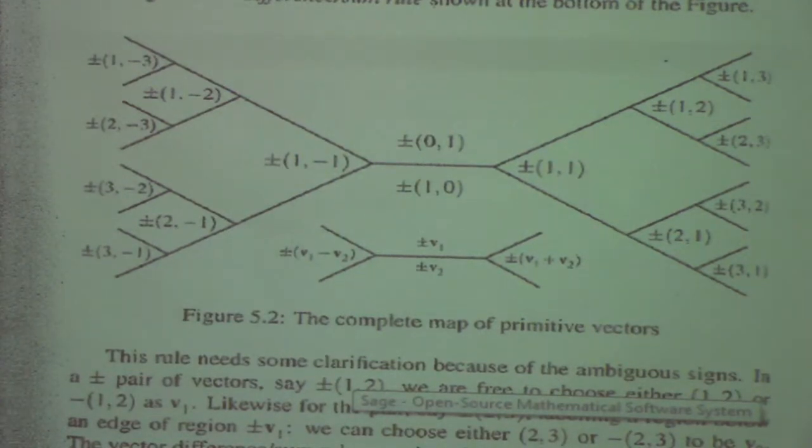Take 1, minus 1 with 1, 0. You use plus minus 1, minus 1 plus the plus minus 1, 0. So you have 2, negative 1. So how do you explain this 3, 2 here? So you would do 2, negative 1 plus 1, minus 1. Okay. When you go up there, you have to take the difference.